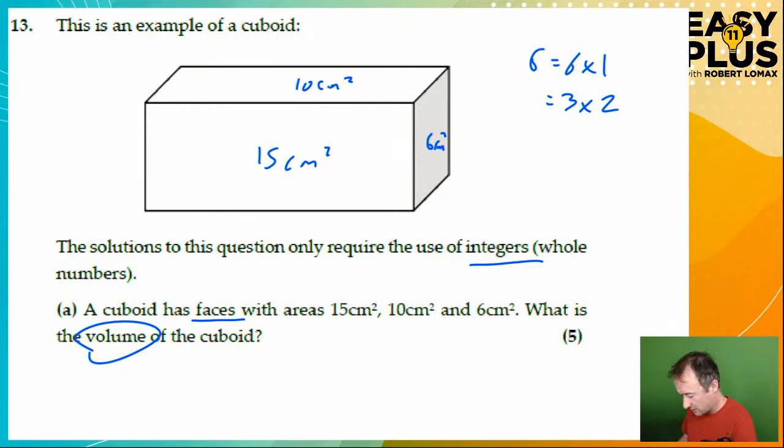Try it the other way around. 3 times 2. 3 times what gives us 15? 3 times 5. So that means this must be 5 as well. 2 times 5 gives us 10. This works. So this works for the areas of all the faces.